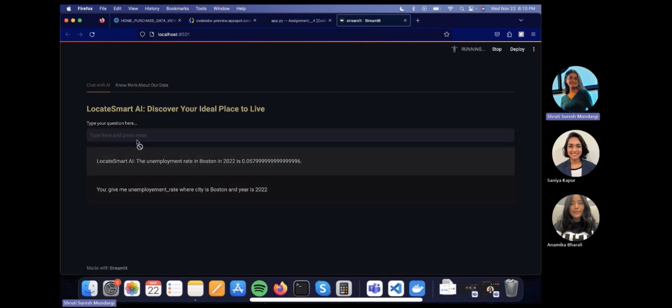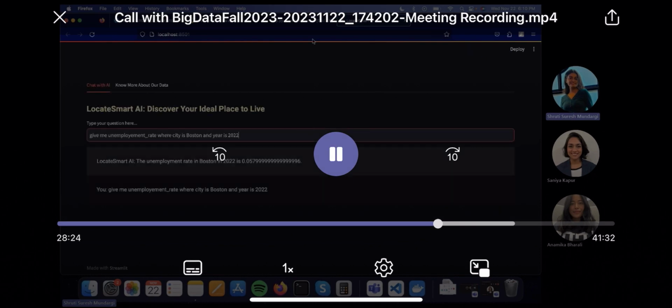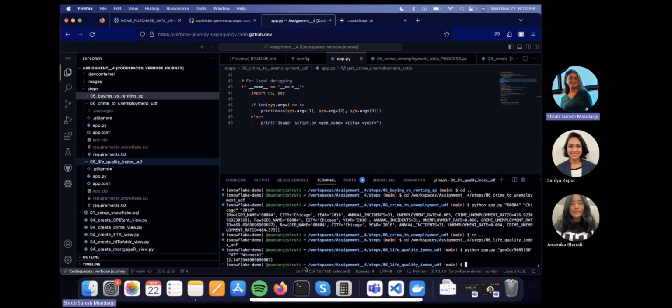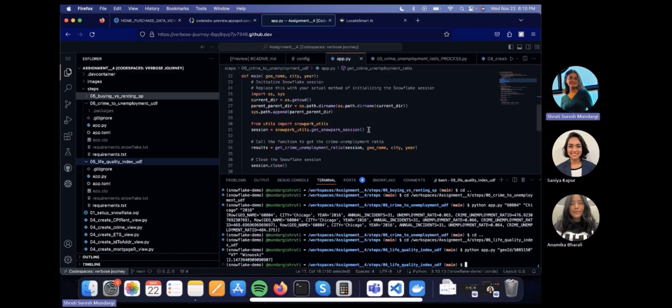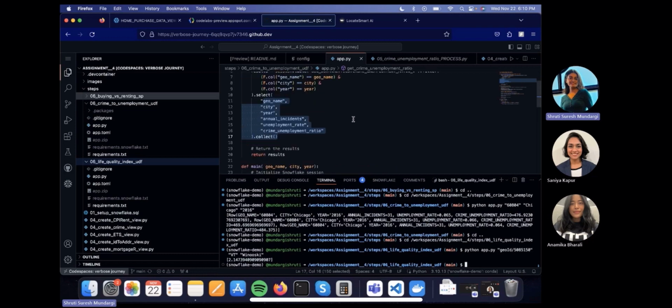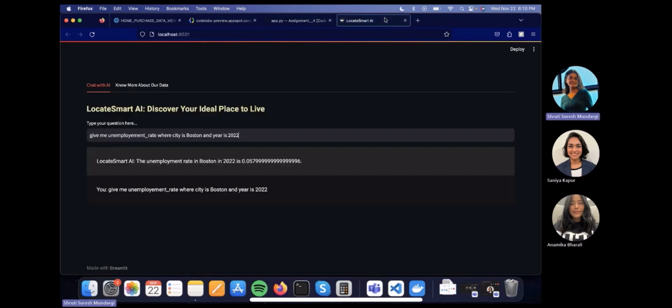So this is our UI, and you can... why did it start running? Stop it. As you can see in the chat history, we had asked it the question of the unemployment rate in Boston in 2022, and it has given us the answer for it.